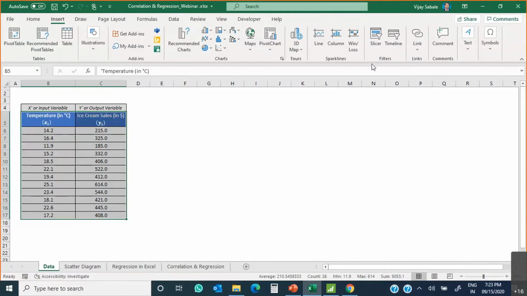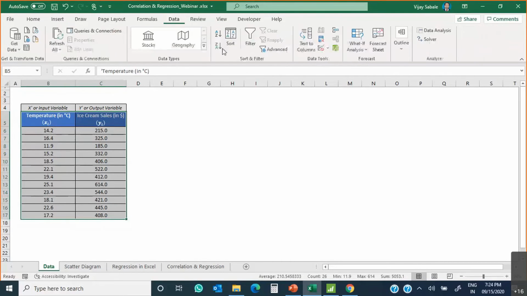Now if you are going to use Excel for the regression analysis, the very first thing is that in the data tab, you must have the data analysis option available.